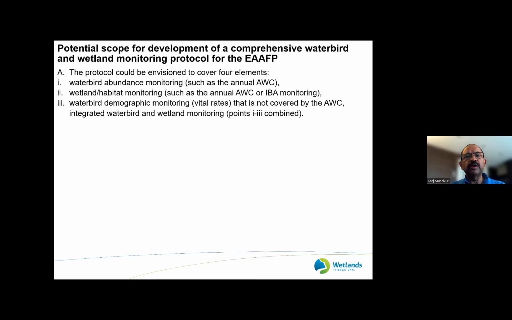So if we look at the need of developing a protocol, such a protocol could cover four elements: looking at waterbird abundance monitoring, such as through the waterbird census; looking at wetland and habitat monitoring, such as is being undertaken by the AWC, as well as IBA monitoring; and looking at demographic monitoring, which is not covered by the AWC at the moment, and then integrating that in the future.